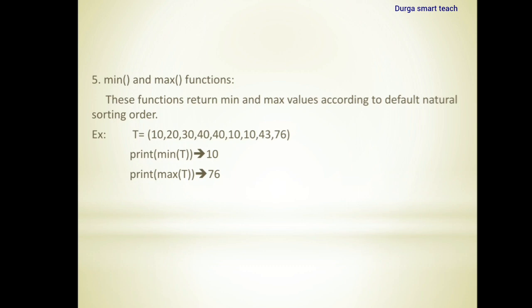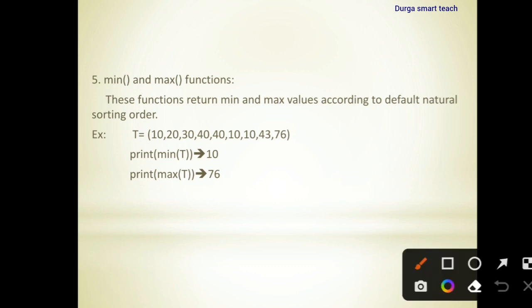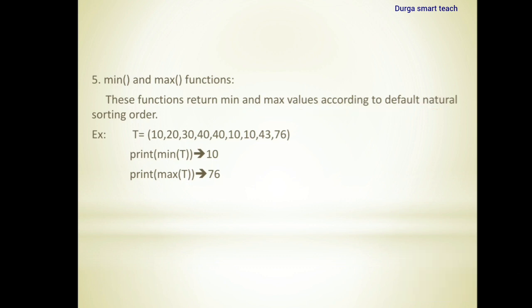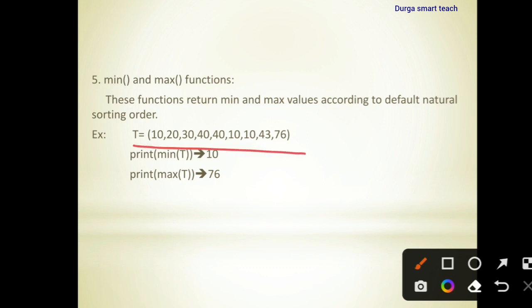And the last functions are the min and max functions. The min function is used to find the minimum value in the tuple, and the max function is used to find the maximum value in the tuple. See this example. Here T contains some elements, and I want to know the minimum value in those elements. So print min of T. Whatever the minimum element in T is, it will be returned. So it will print 10.